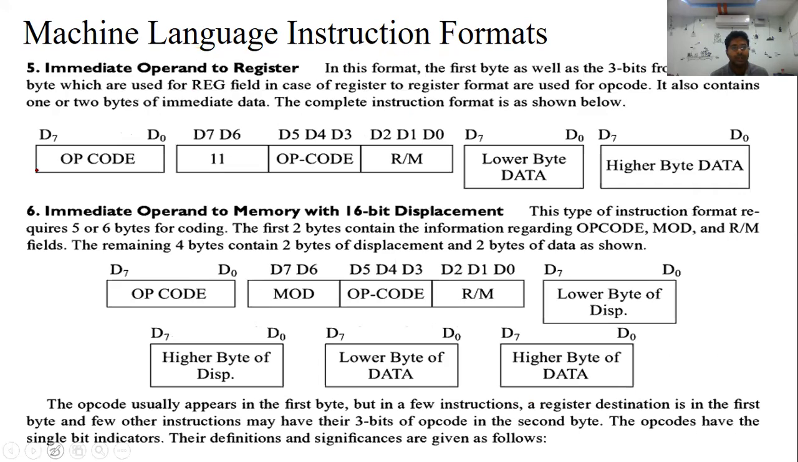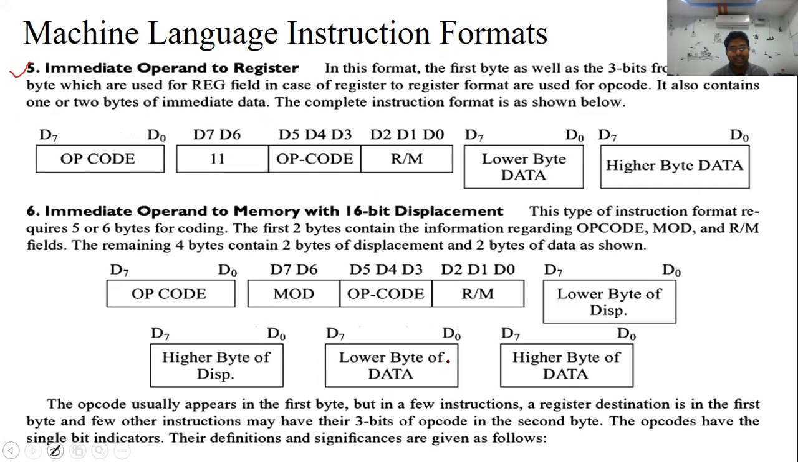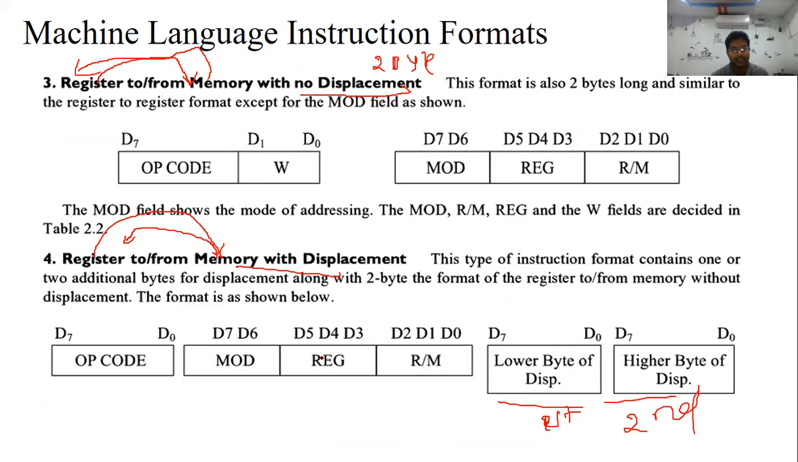Then the fifth one is the immediate operand to the register. This is a 4 byte instruction, but with a change: register to memory with the displacement. In this one, the second byte is also allocated for the opcode. But see, there is no opcode in this 4 byte instruction.